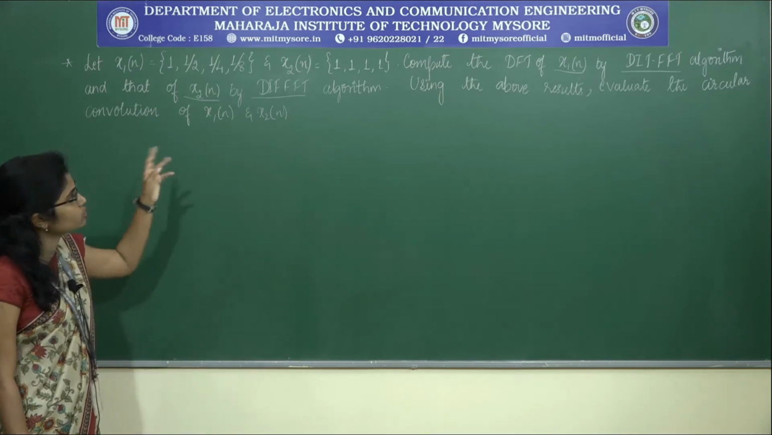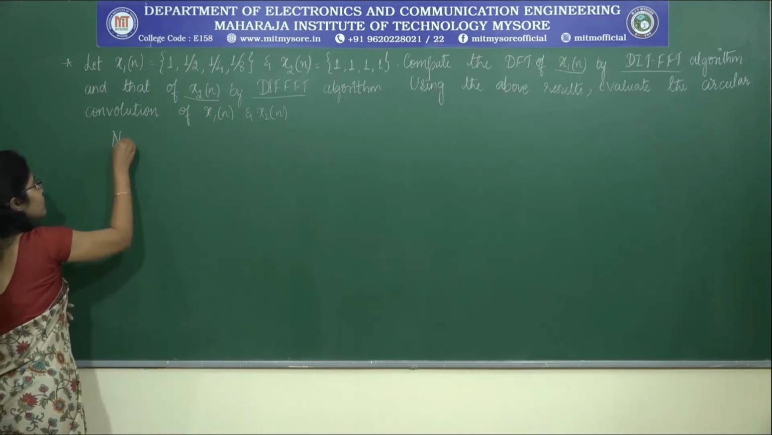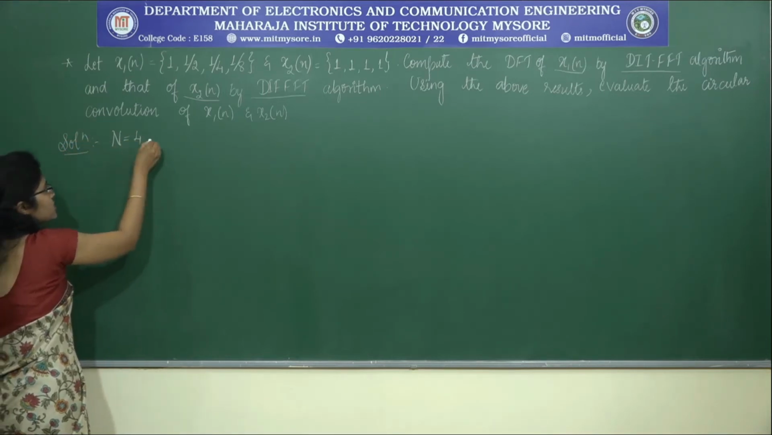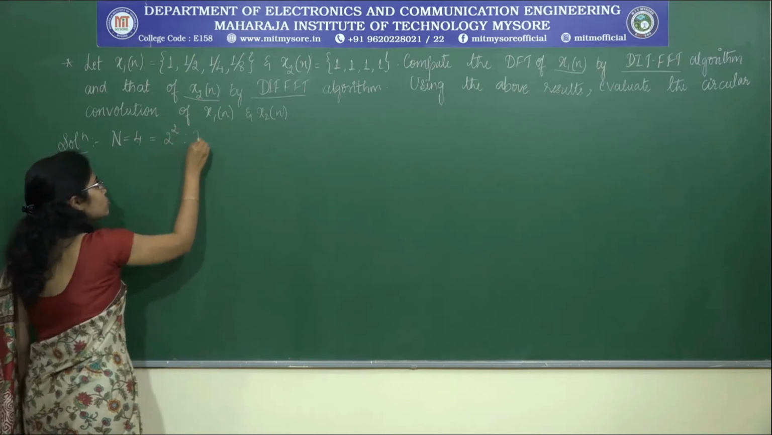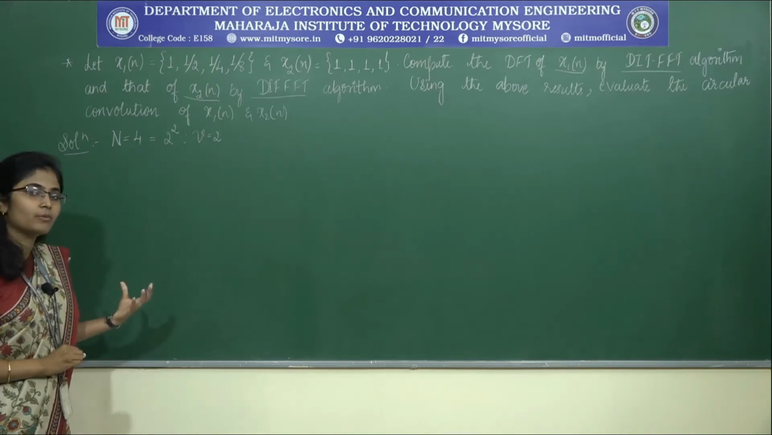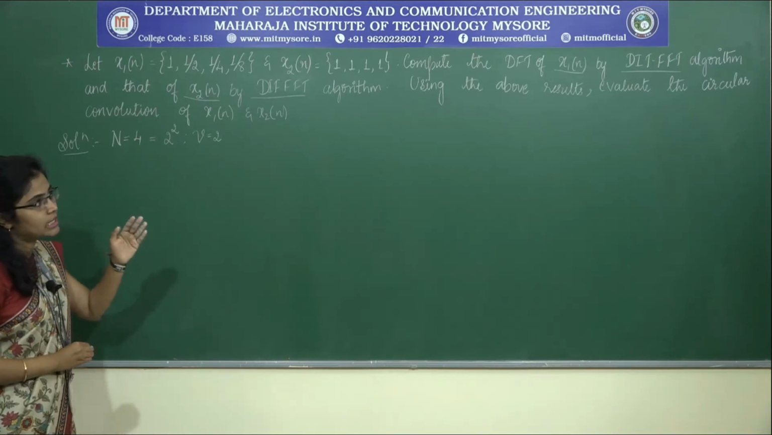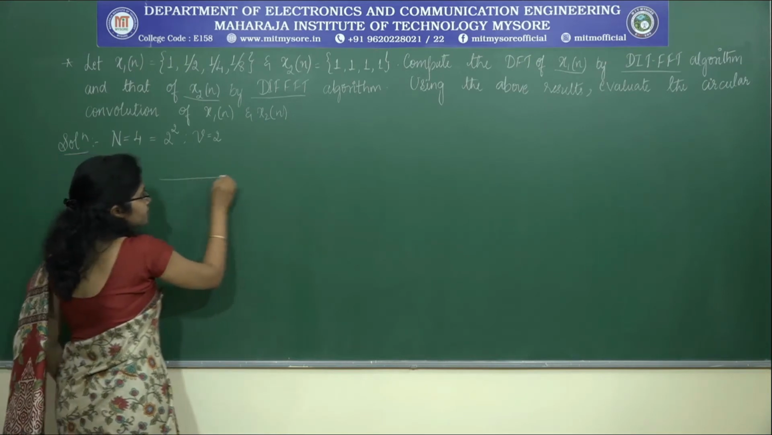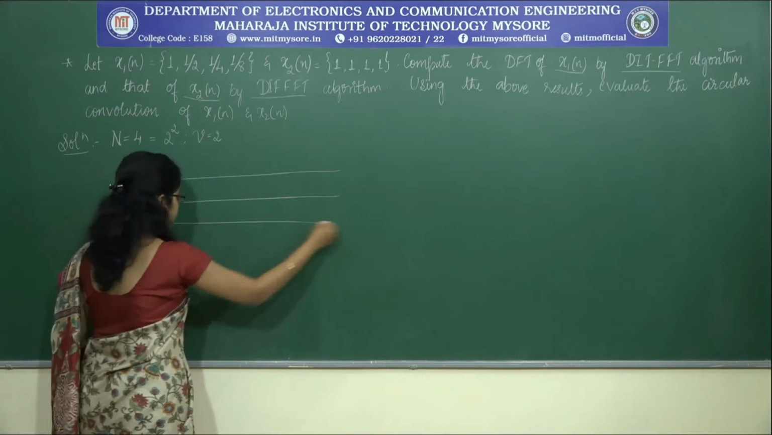Okay. Now looking into the given data, how many samples we have? 4. So the value of N is equal to 4. If the value of N is equal to 4, if I express this in the form of 2 power v, it is nothing but 2 square. Therefore, the value of v is nothing but equal to 2. So it tells that we should have how many stages? 2 stages. So if I draw the butterfly structure for DIT FFT for N is equal to 4, it looks like this. So it will have how many lines? We will have 4 lines.